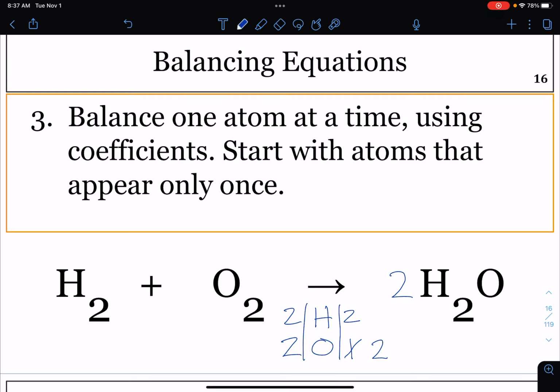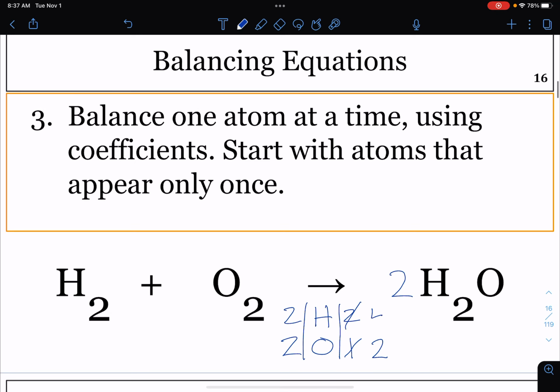But in doing so, we have now unbalanced our hydrogens, because this means we now have a total of 4 hydrogen atoms on the right-hand side. So if we were to add a coefficient 2 on this side for the H2 molecule, we now have 4 hydrogens on both sides of the reaction.